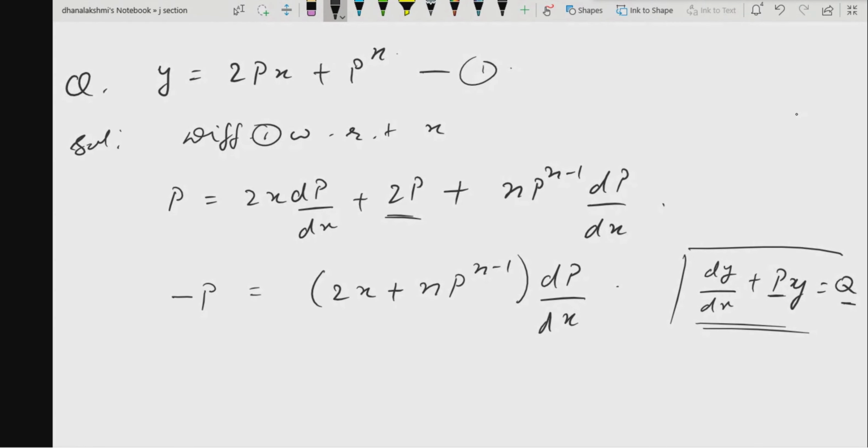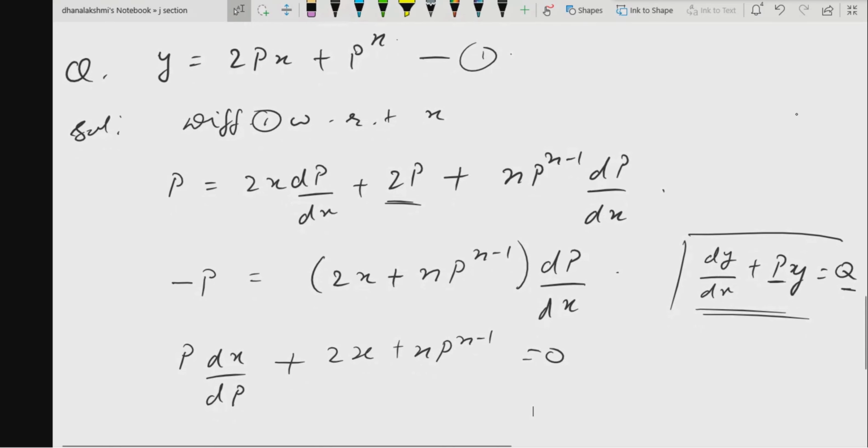Should I rewrite these things to get something in dx by dp? Yes. How will you rewrite it? dx by dp you can write, so that you will get p into dx by dp is equal to, or I can write everything on one side, plus 2x plus np to the power n minus 1 is equal to 0. Okay. Now I'll rewrite that in the standard form.